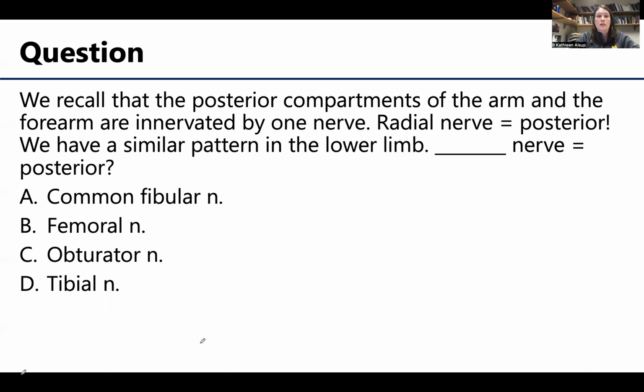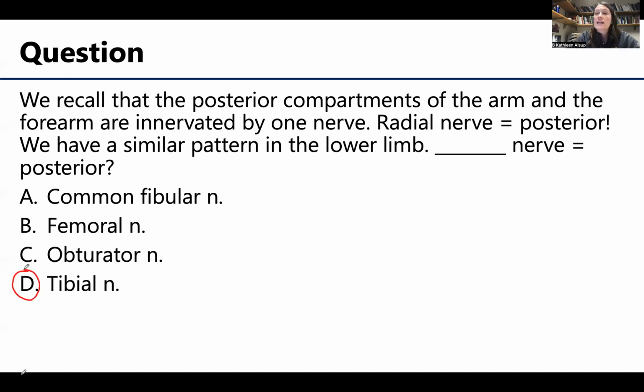that the posterior compartment of the arm and the forearm are innervated by one nerve. You remember me saying over and over again, radial nerve equals posterior. Well, we have a similar pattern in the lower limb. And we introduced it here with the hamstrings. So which nerve is going to equal posterior, as in it innervates the posterior compartments of both the thigh, and this is a preview of the leg as well? Try to recall what innervates the posterior compartment of the thigh, and that will help you. So pause the video if you need to. And when you're ready, I hope you have landed on tibial nerve.